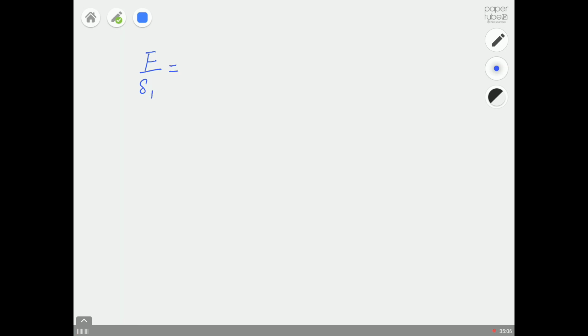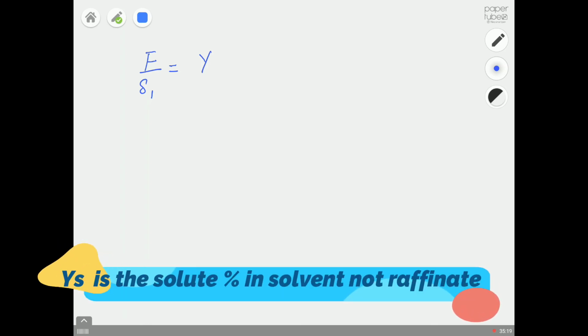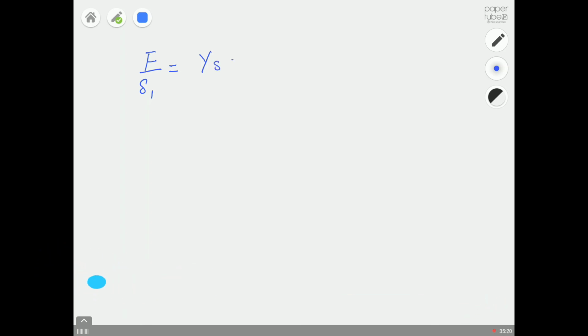Something that relates the composition of your solute in the raffinate side, ys minus your concentration of solute in the mixture and the concentration of solute in your feed. So let's go on to calculate something like E1 by R1.